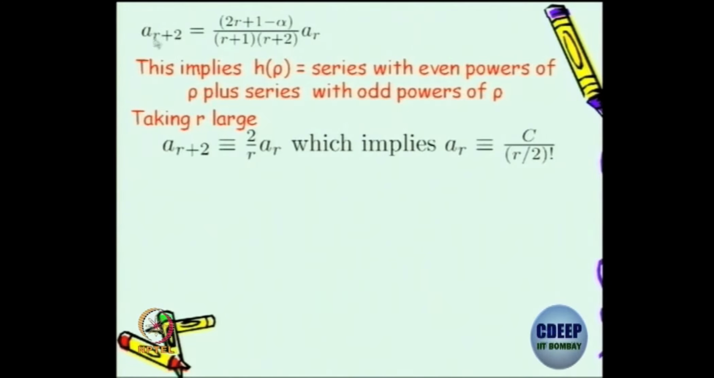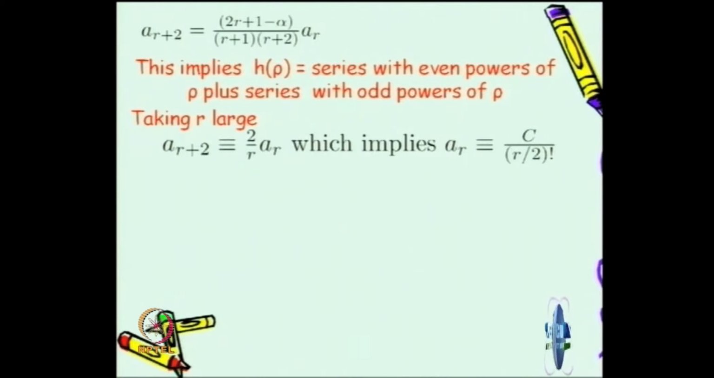If I take R to be very large, then this R is very large. You can ignore these constants and you will end up saying that the coefficients of large subscript R will be related to the lower coefficients by 2 over R. My aim is to find the solution.